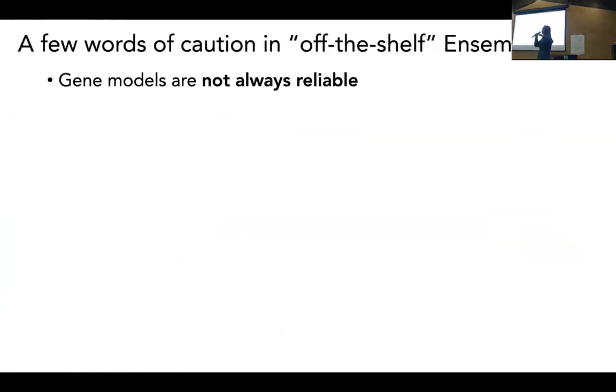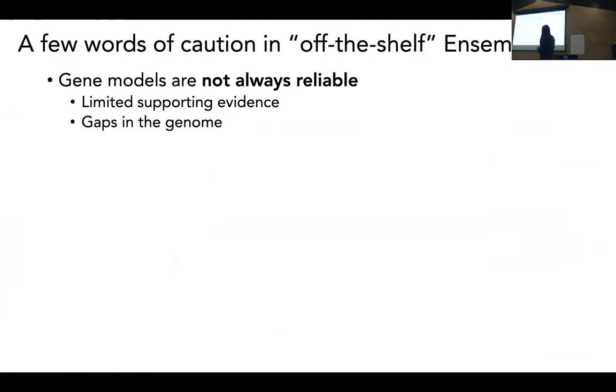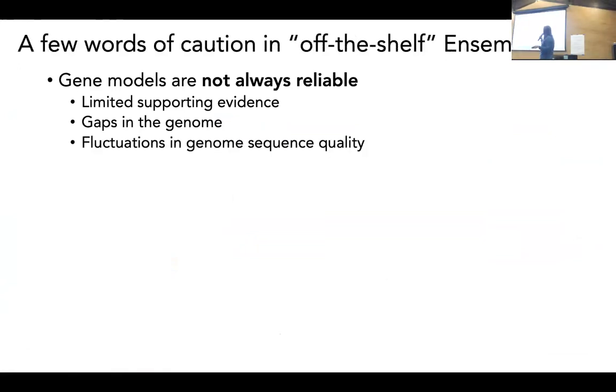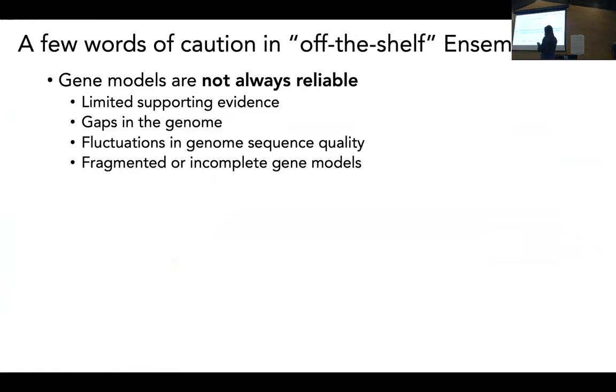Moni already covered most of this, but just to reiterate what she said, gene models are not always reliable, and that's due to a number of things: limited supporting evidence, so no transcriptome or expressed sequence tags or things like that to support a model. There are gaps in the genome. There are fluctuations in genome quality, sequence, and coverage, and models are often fragmented or incomplete.